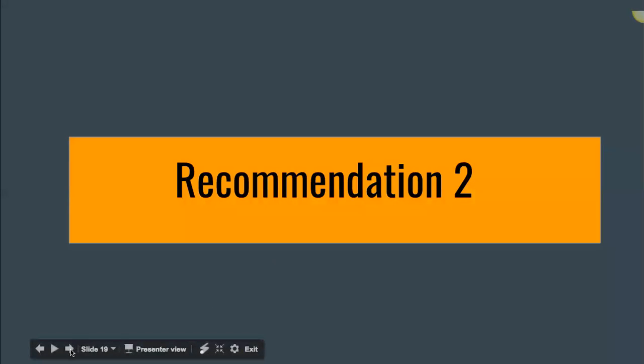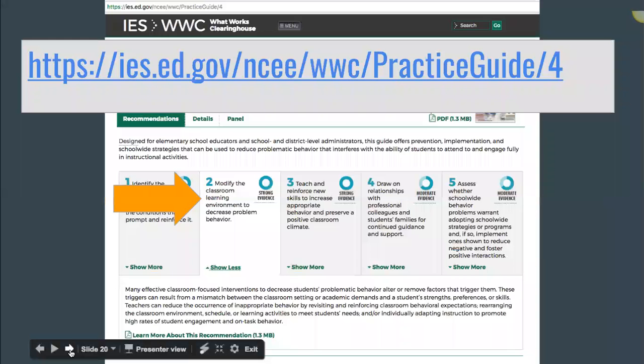Now let's look at recommendation number 2. When you click on this link, this is the page that will appear. Then you can click on Show More underneath recommendation number 2. This information reminds us that effective classroom behavioral interventions are connected to altering or removing triggers. Triggers result from a mismatch between classroom setting, academic demands, and student strengths, preference, or skills.